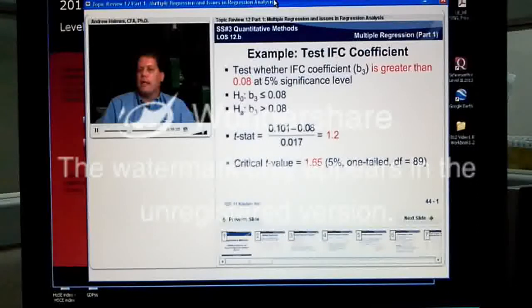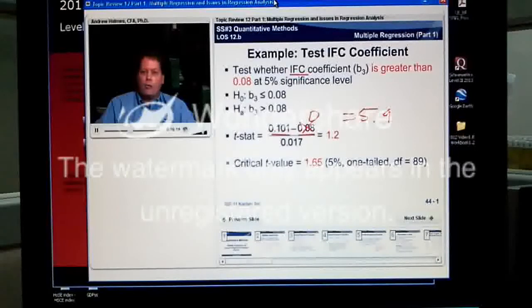So what about testing the IFC coefficient here? We want to test whether it is greater than 8% at the 5% significance level. So, 0.08. We calculated 0.101, and we want to test whether that is statistically different than 0.08. Now, haven't we already seen a t-test on this emerging market coefficient? We have, but remember, the t-test in the regression output assumes that we are comparing this to 0. That's where we got the 5.9, right?